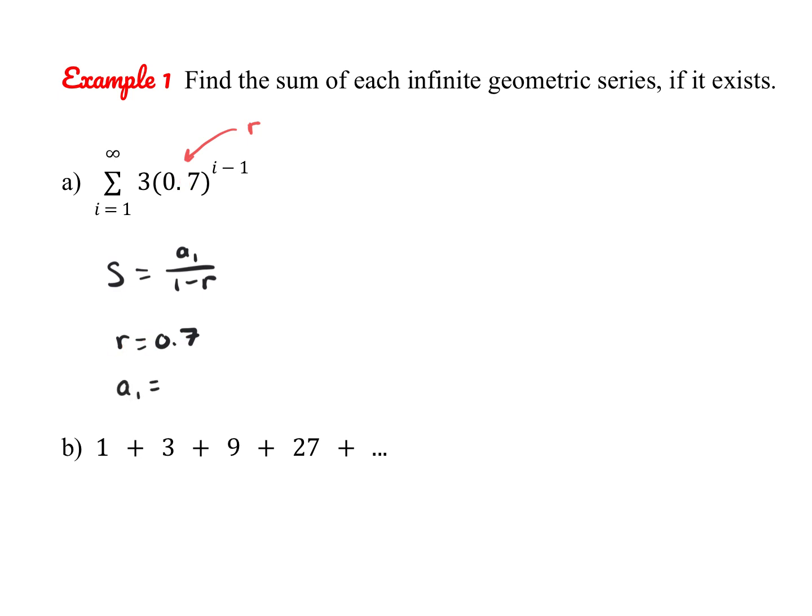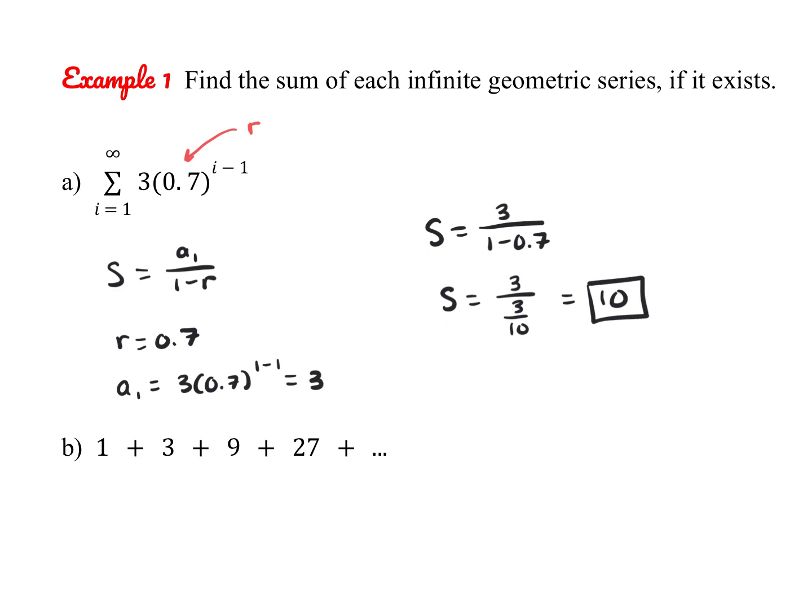Remember, to find my first term, we can always just plug in 1, and it's 3. So now we're just going to plug those into our sum formula. So we have 3 over 1 minus 0.7. For these, just to keep it exact, sometimes it's easier to think of this in fraction form. 1 minus 7/10 is 3/10, and that ends up just being 10. So the sum of that infinite geometric series is actually 10.